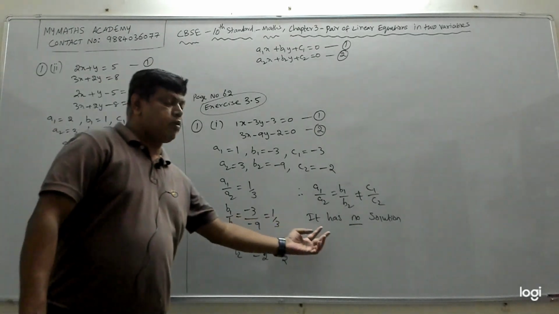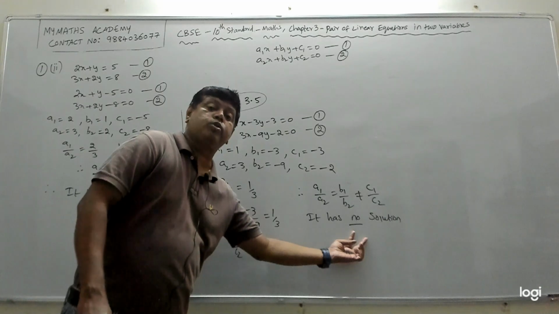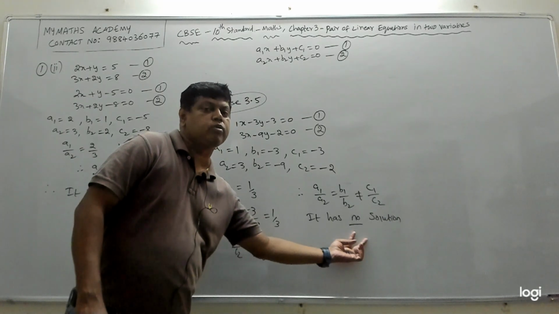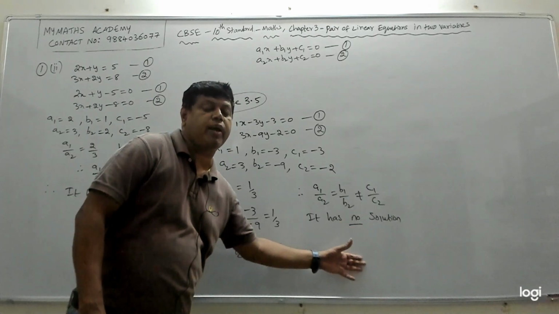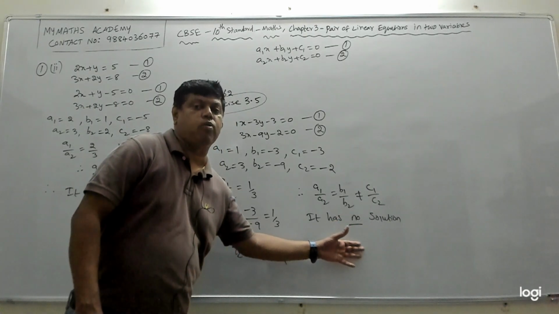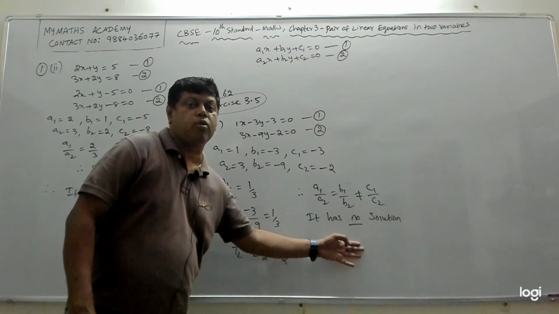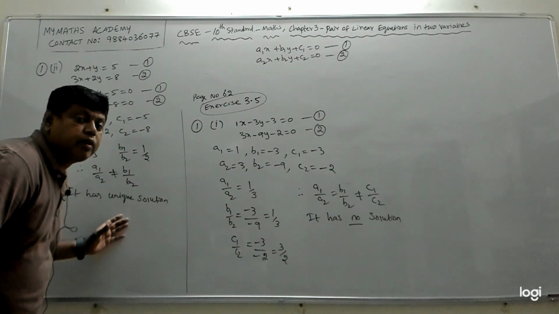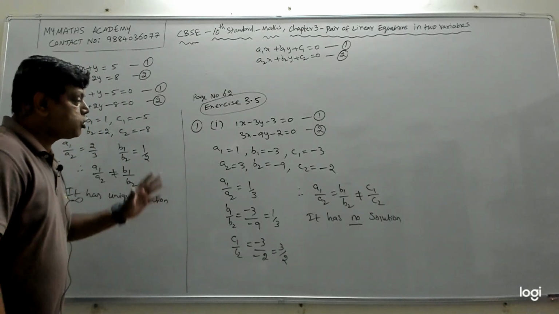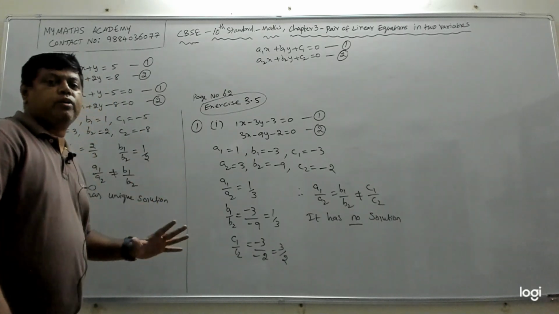The earlier problem we had was having no solution. It wasn't having any solution. So it was no solution, so we did not proceed and we did not try to solve, because there was no solution. But here it has a solution. It's a unique solution. So we will try to solve and find the values of x and y.